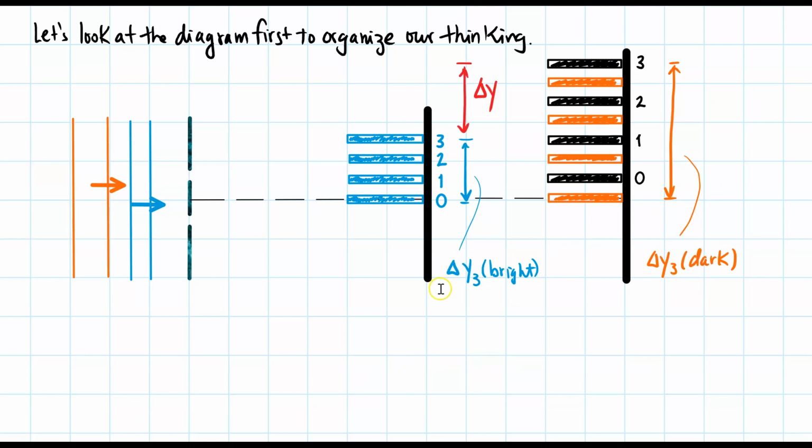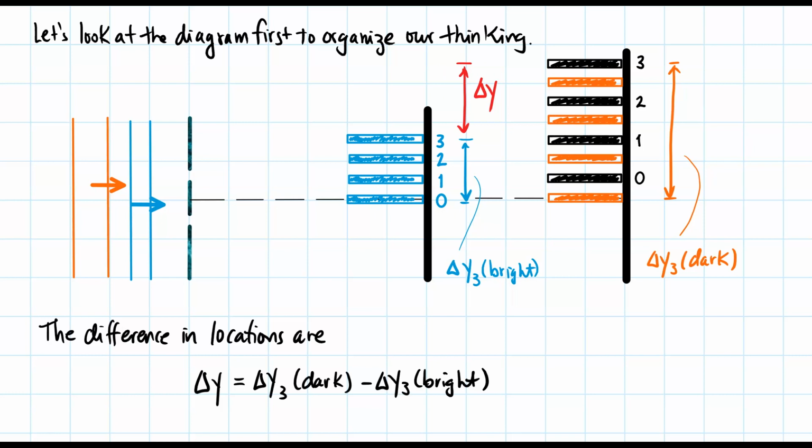But the question is, what is the position change from the third bright to the third dark, which I'm labeling as delta Y in red. In other words, the difference in these two locations is delta Y, which would be delta Y3 of dark minus delta Y3 of bright. Now let's go mathematically calculate these.